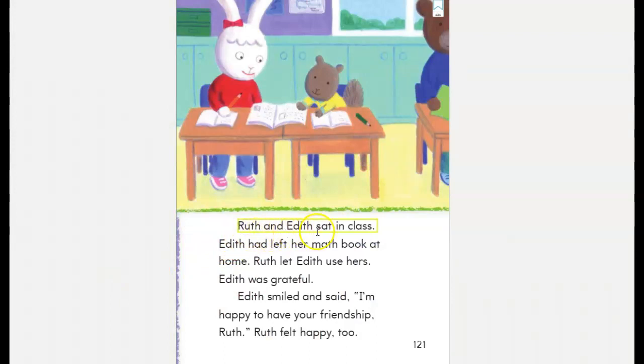Ruth and Edith sat in class. Edith had left her math book at home. Ruth let Edith use hers. Edith was grateful. Edith smiled and said, "I'm happy to have your friendship, Ruth." Ruth felt happy too.